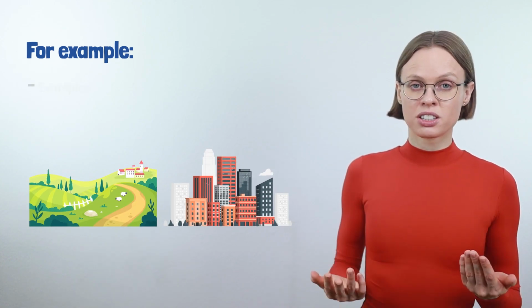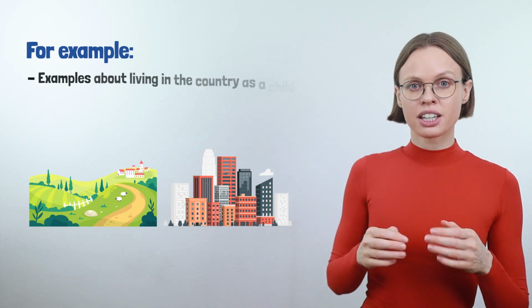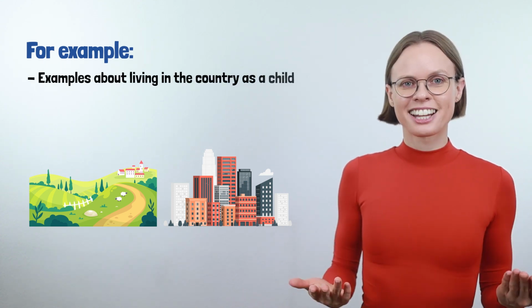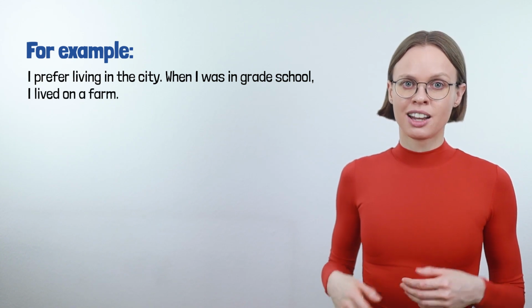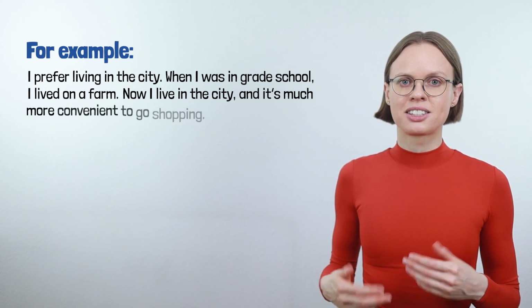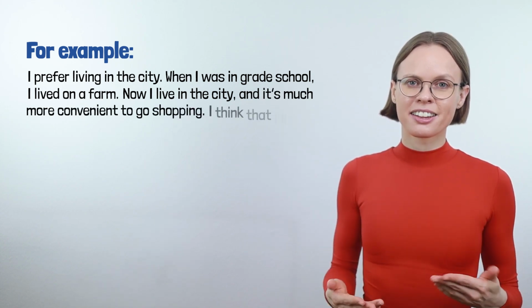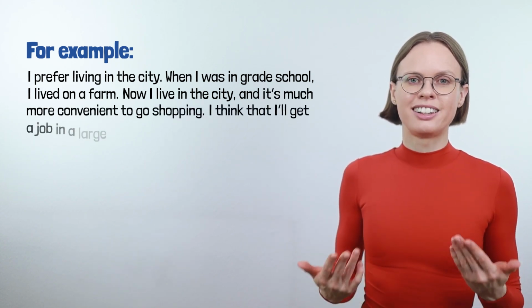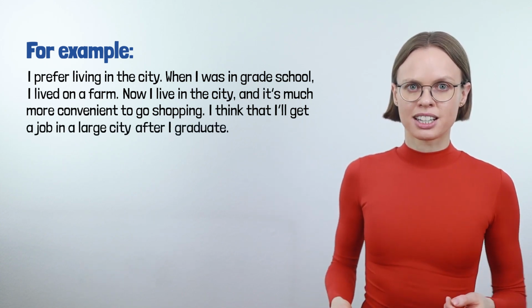Let's say you're given a TOEFL speaking question that asks whether you prefer living in the country or the city. You want to use an example about living in the country as a child. You can say, I prefer living in the city. When I was in grade school, I lived on a farm. Now I live in the city and it's much more convenient to go shopping. I think that I'll get a job in a large city after I graduate.